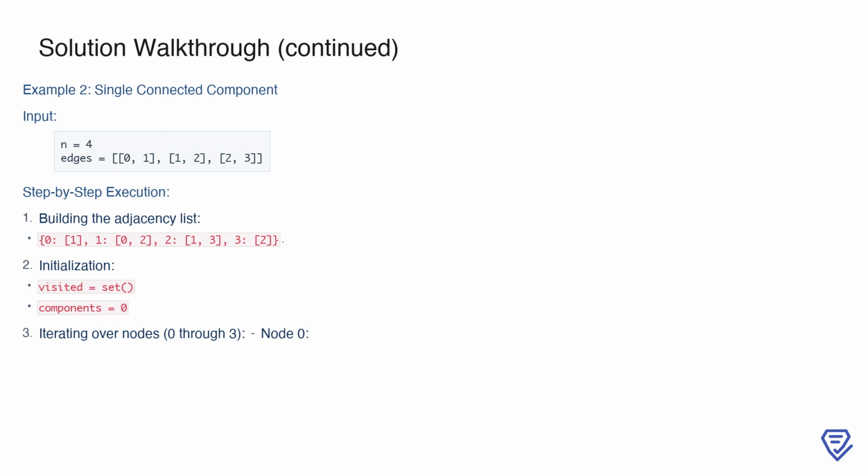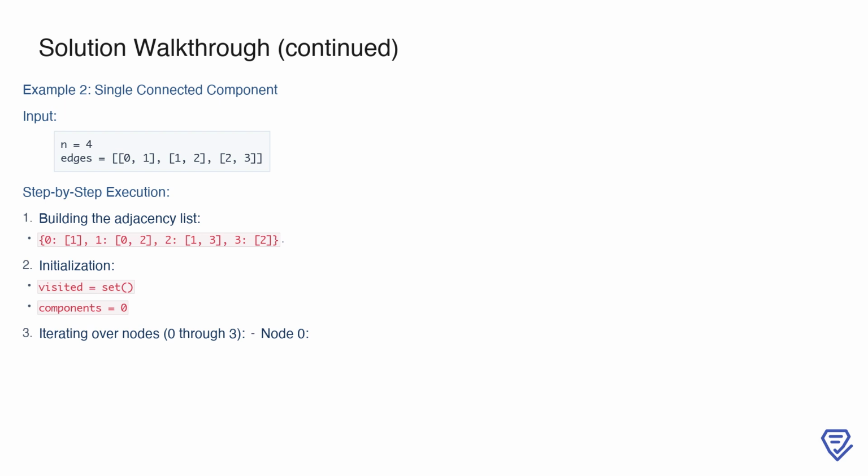Next, we look at a graph with 4 nodes where all nodes are part of a single connected component. The input edges are given as 0, 1, 1, 2, 2, 3. First, we build the adjacency list. Adding the edges results in the structure 0: [1], 1: [0, 2], 2: [1, 3], 3: [2].